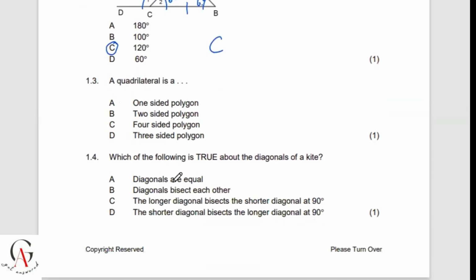Then a quadrilateral is quad. Quad means 4. Lateral sides. So 4 sides. So a 4-sided polygon, which is C.